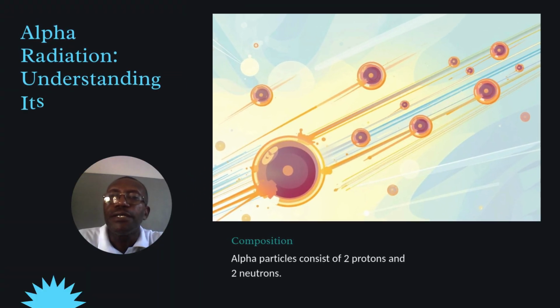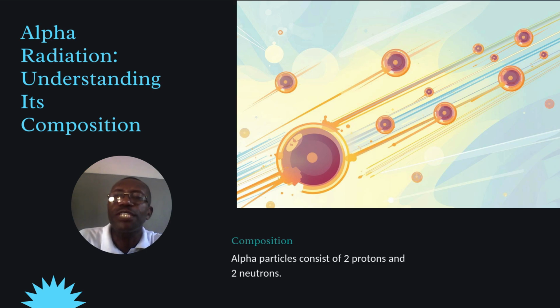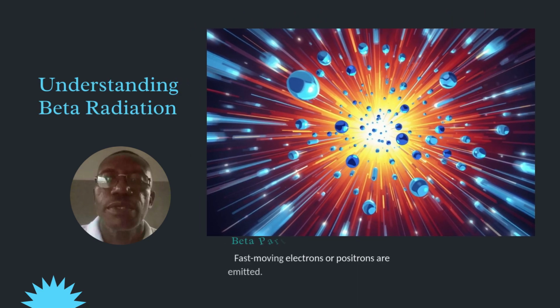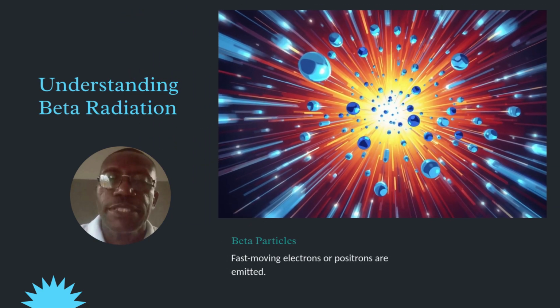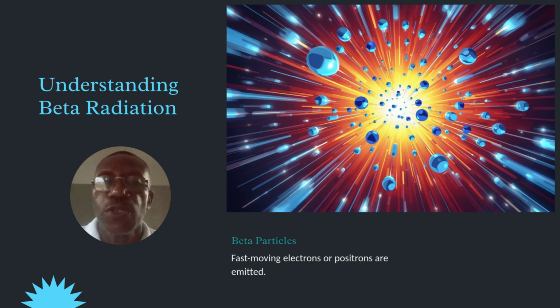Welcome back. The three types of radiation that we mentioned earlier, let's look at them critically. Let's look at their composition, what they are made up of. Let's begin with alpha radiation. Alpha radiation consists of two protons and two neutrons. The second type of radiation is beta radiation. Beta radiation involves emission of fast electrons and positrons.